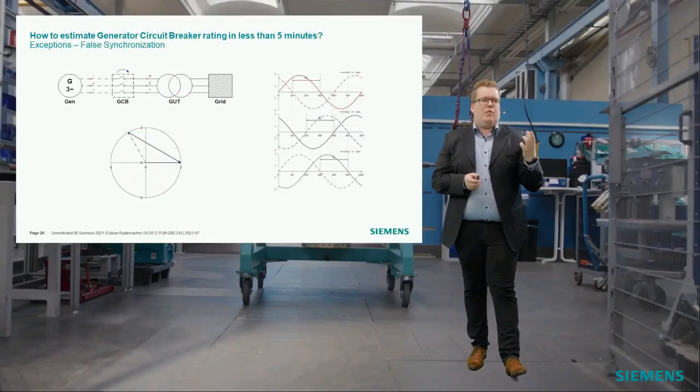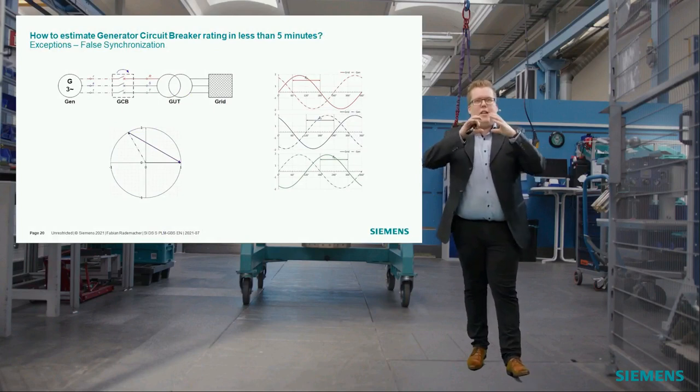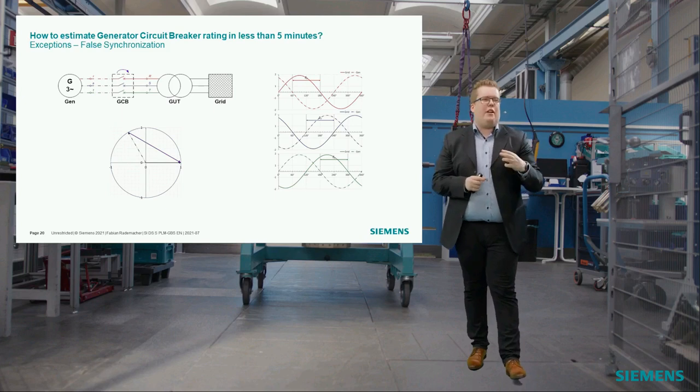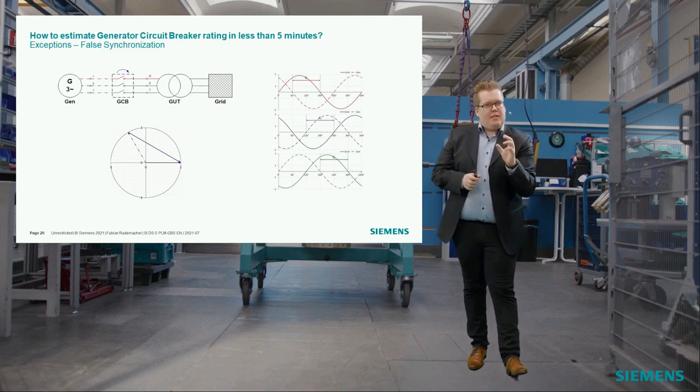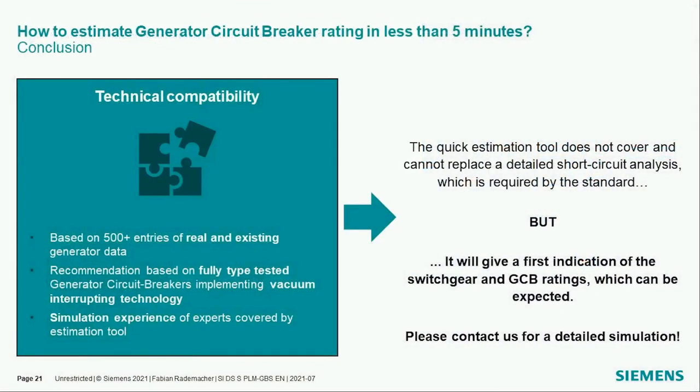This will lead to a so-called out-of-phase current, having a very special transient characteristic. The out-of-phase current is mainly dependent on the out-of-phase angle. The IEC/IEEE standard, which is applicable for generator circuit breakers, requires a type test with an out-of-phase angle of 90 degrees. Of course, then let's come to an end. I want to give you the conclusion about this estimation tool.